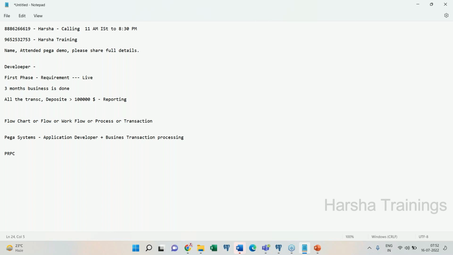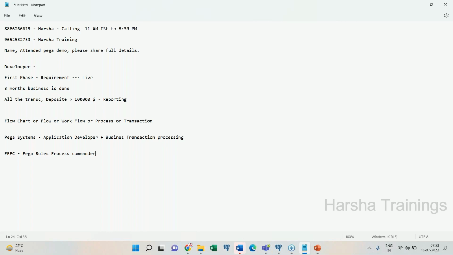Pega Systems is a software company which has developed a business software product in order to develop business applications and process business transactions. That product is called PRPC, which stands for Pega Rules Process Commander. Pega Rules Process Commander is an application development environment meant for developing business processing applications, which is built based on BPM methodology.